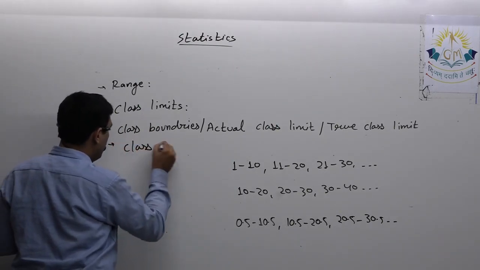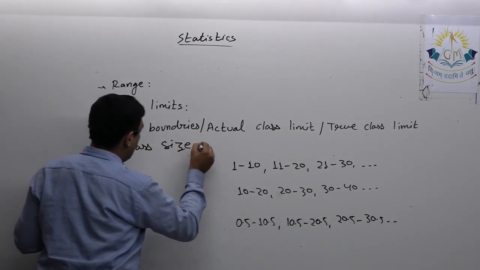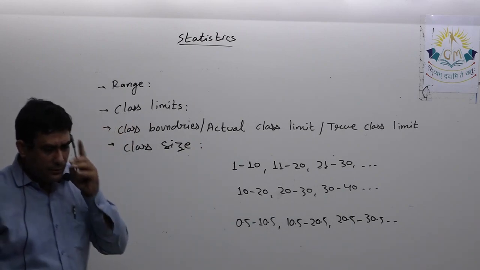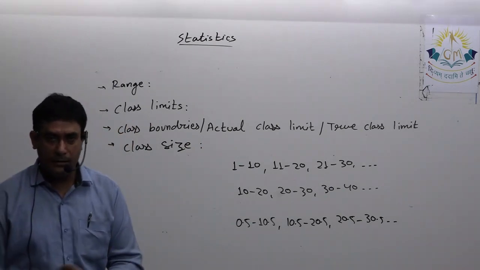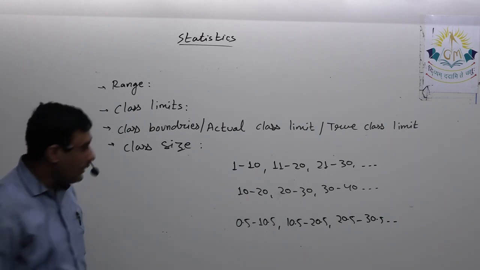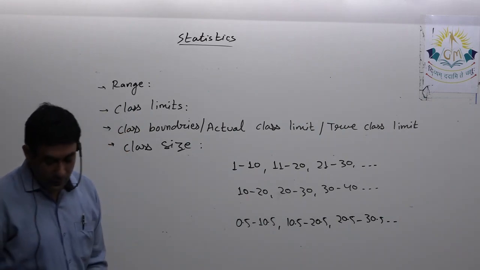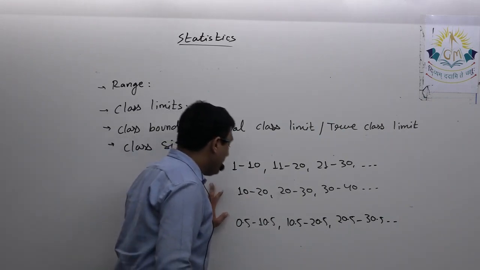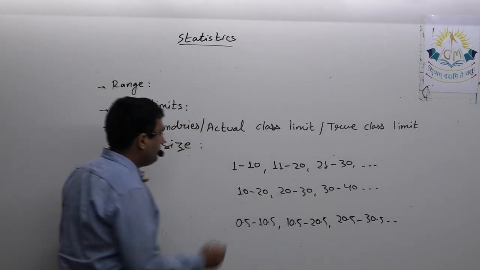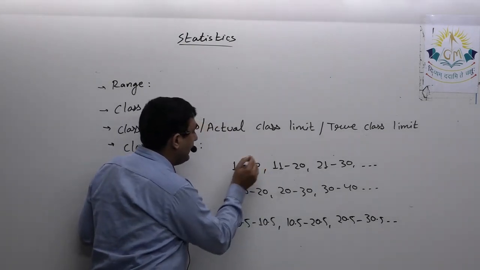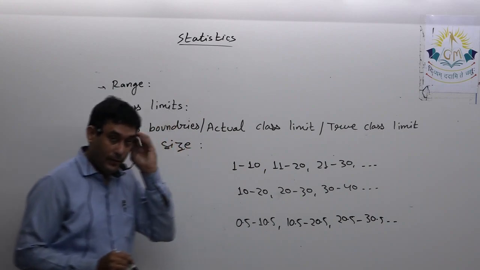Next is class size. Class size is the number of observations it has. Also we can say the difference between true upper limit and true lower limit is the class size. Here if I find the class size, it will be 10 minus 1, 9, isn't it?